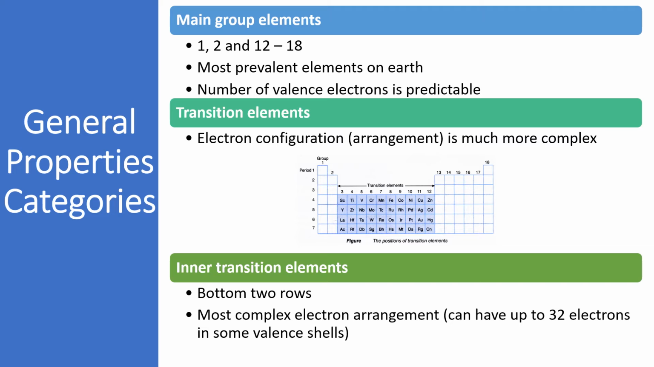So let's go over some general properties. So the main group elements, we have groups 1, 2, and then 12 to 18, and they're the most prevalent elements on Earth. And then we can predict the number of valence electrons they will have. Next, we have the transition elements. So electron configuration is much more complex. And then we have our intertransition elements. So it's the last two rows, and they're the most complex electron arrangements.